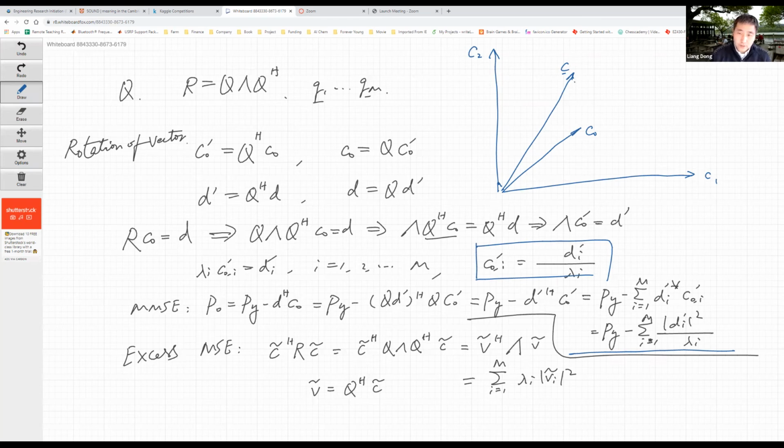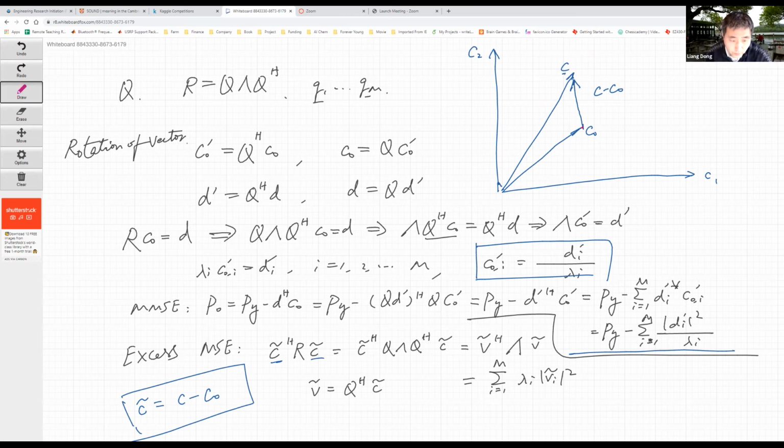The difference between these two is the vector pointing to C, which is C minus C0. This is the vector here. So we have this vector, which is our C tilde, the excess, which you plug into the excess mean square error. So that's the C tilde.